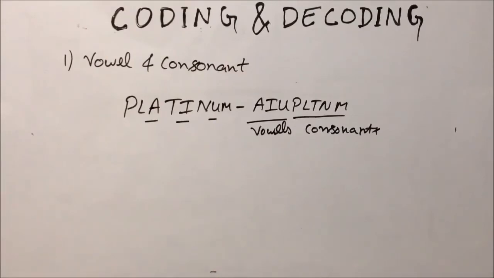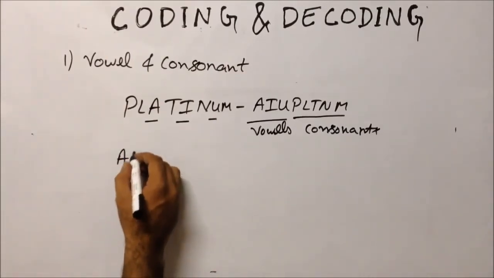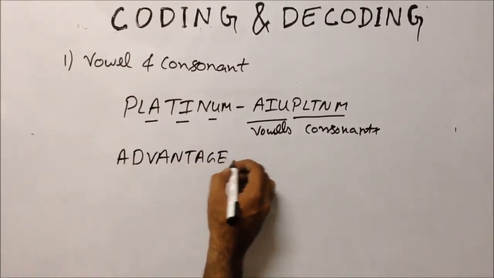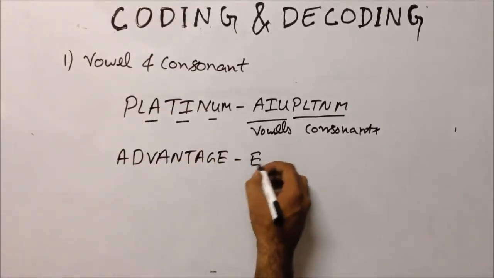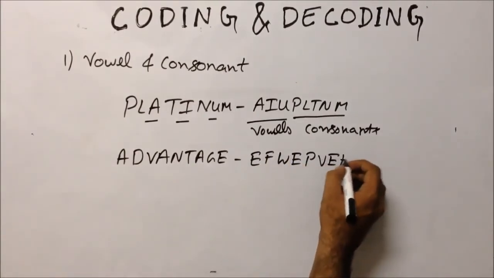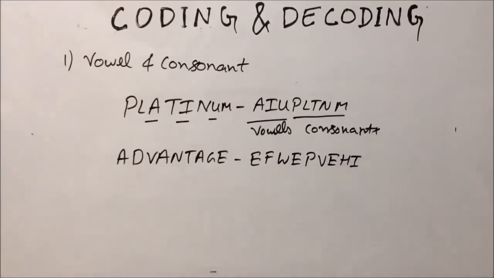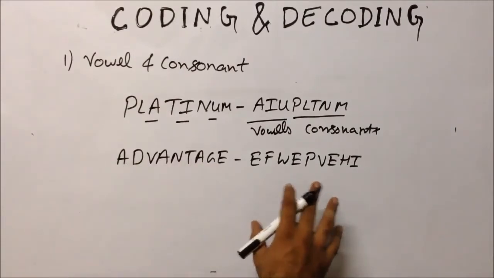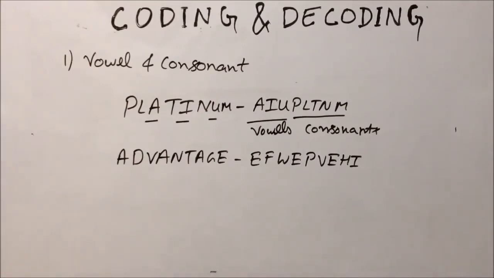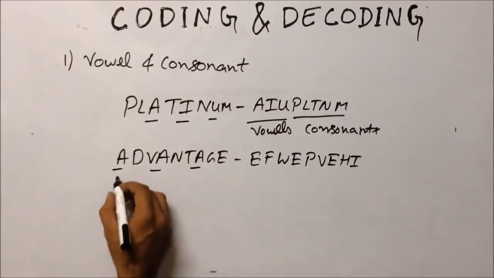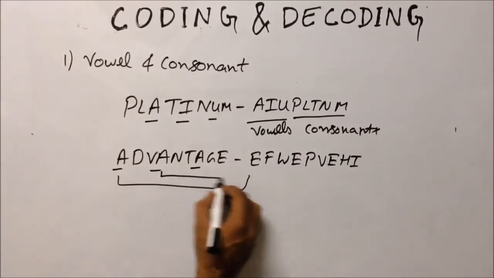Now there will be another questions like these. For example, if the word is advantage, A-D-V-A-N-T-A-G-E, and the code for the word advantage is E-F-W-E-P-V-E-H-I. Now it's a little bit difficult question compared to last one. Now what we are doing over here, we are using the code EFWEPVEHI for the word advantage. If you could see, there are 3 A's in the word advantage, and what we are doing is we are using the code E for all these A's.